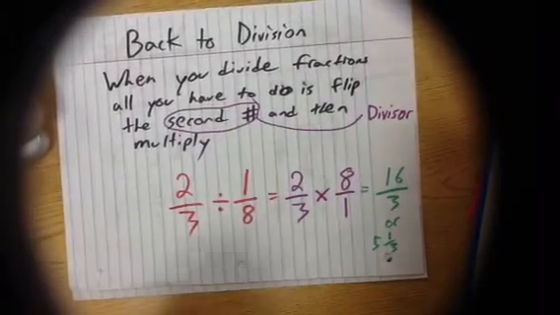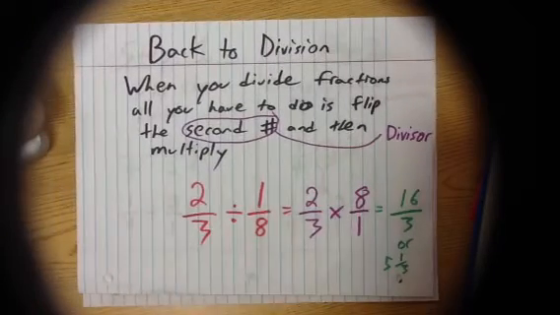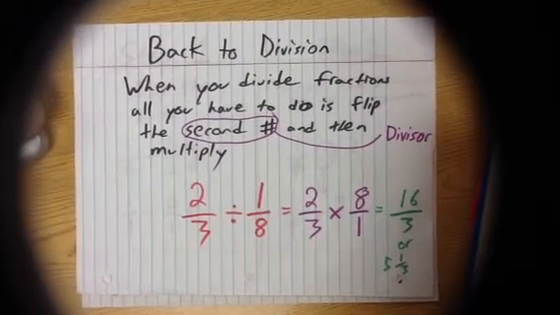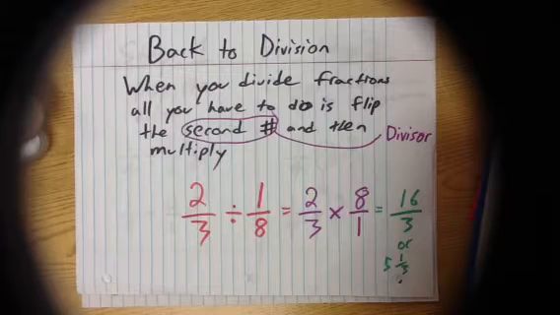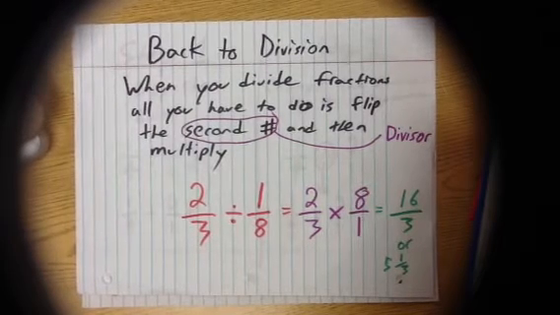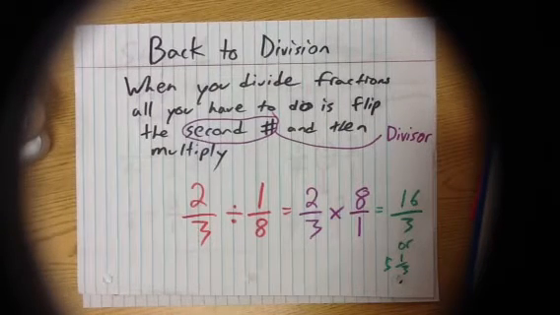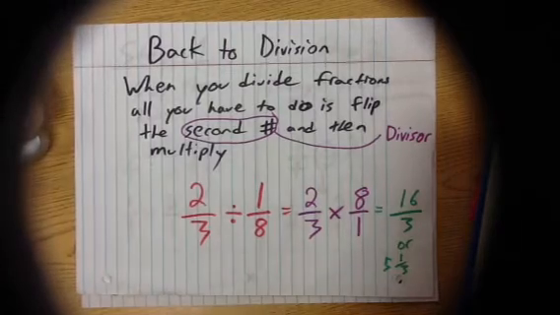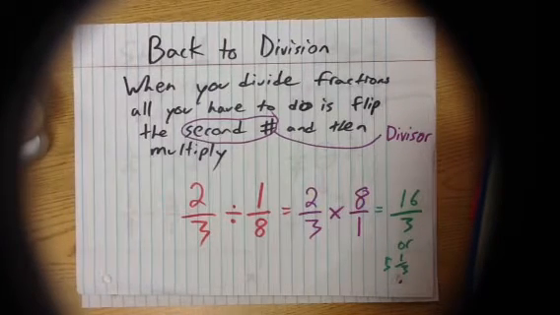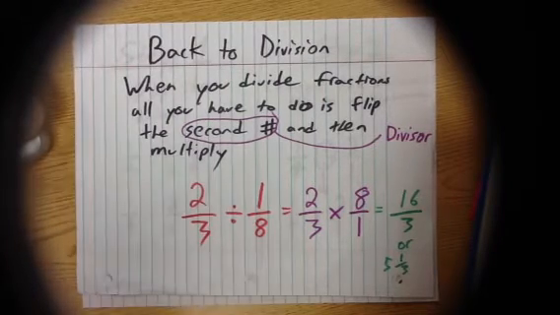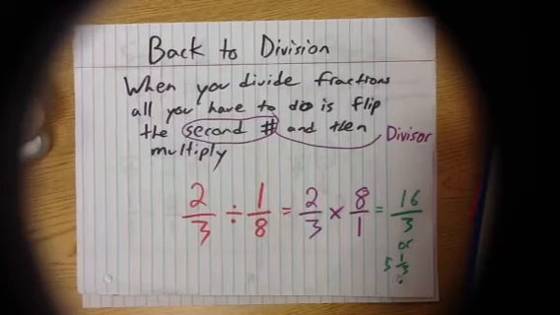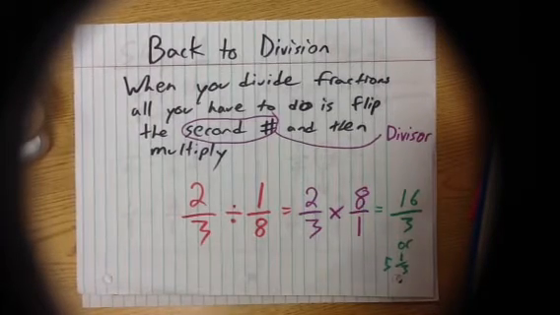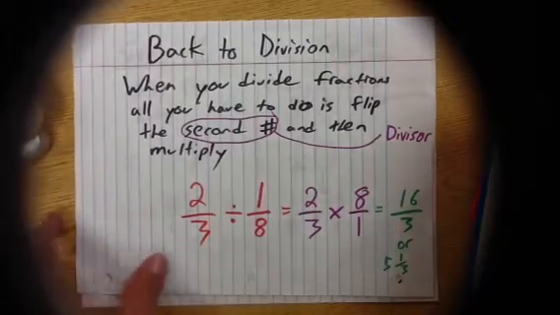Back to division. When you divide fractions, all you have to do is flip the second number, which is the divisor, and then multiply. So like I said, division is really multiplying by the reciprocal, because that's what flipping the number does. So 2/3 divided by 1/8 is the same thing as doing 2/3 times 8/1. That's a lot easier. We know how to do that. We do 2 times 8 is 16, 3 times 1 is 3, and then we reduce it, or turn it into a mixed number, which is 5 1/3.